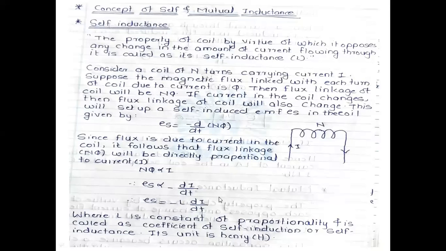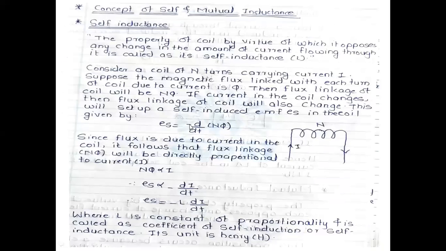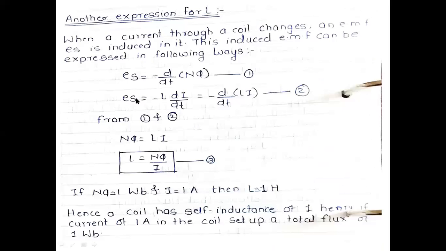The next part is that we have to write the equation of L, the self inductance. We know the formula e_s equal to minus d by dt of n phi, equation number 1 from the previous slide. Then the second equation is also e_s equal to minus L di by dt, which we also know. Equation number 1 and equation number 2, we are going to consider.